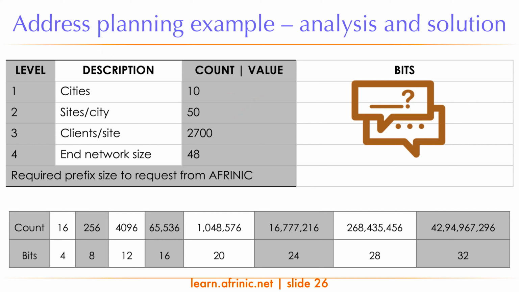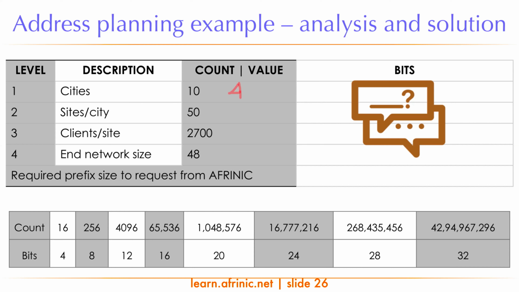So let's go ahead and see how we can do that. Basically, you need to identify for the cities how many bits we need so that we can cover our 10 cities, and then use the lookup table at the bottom. So based on the count, how many bits will satisfy the number that we got? For the cities, you'll see that we need 4 bits, since you have 10.